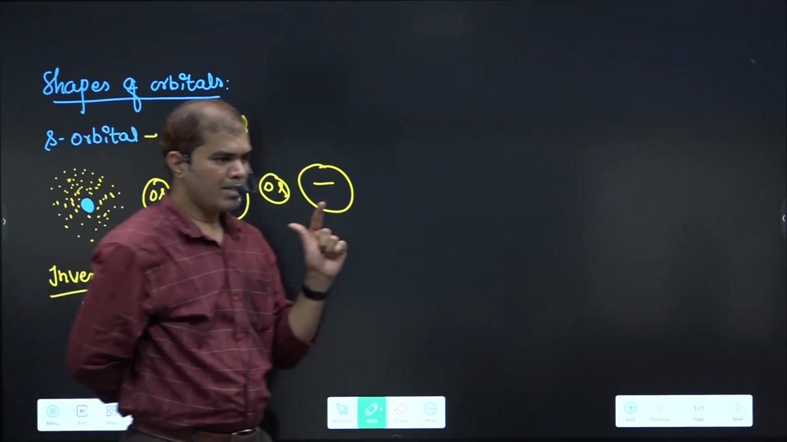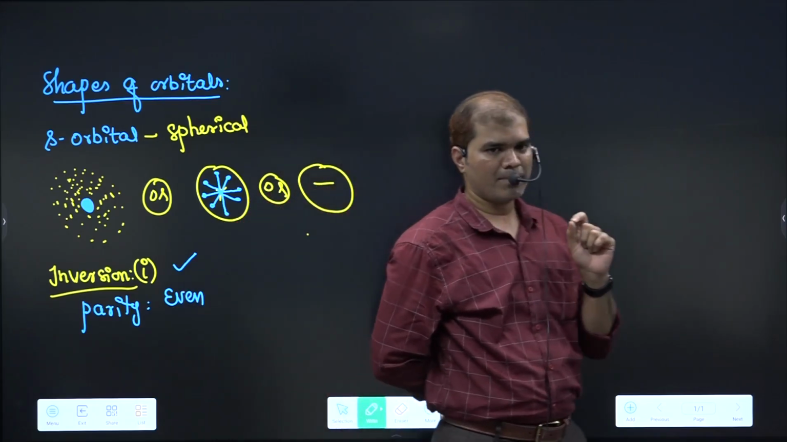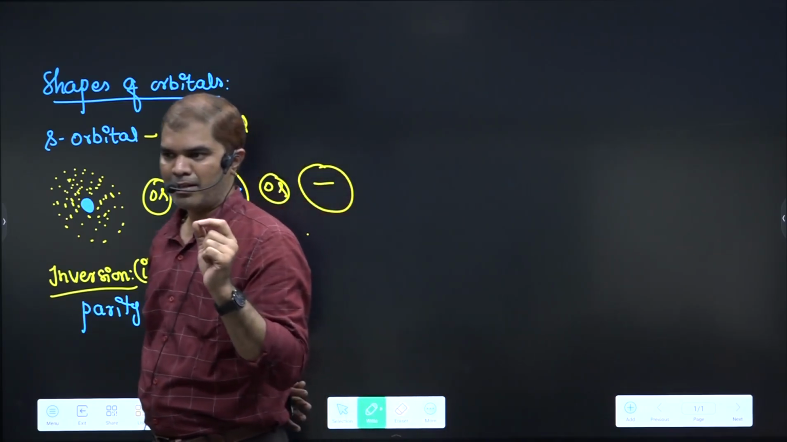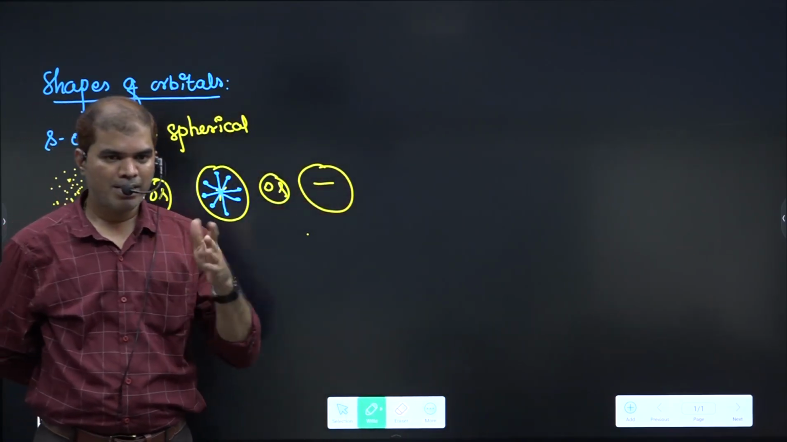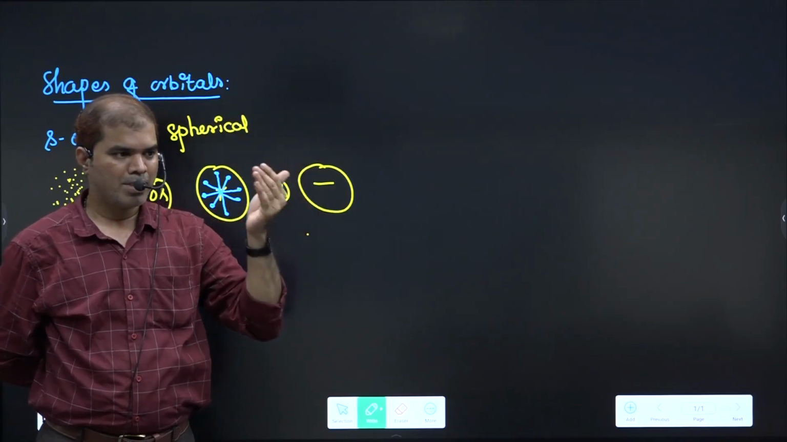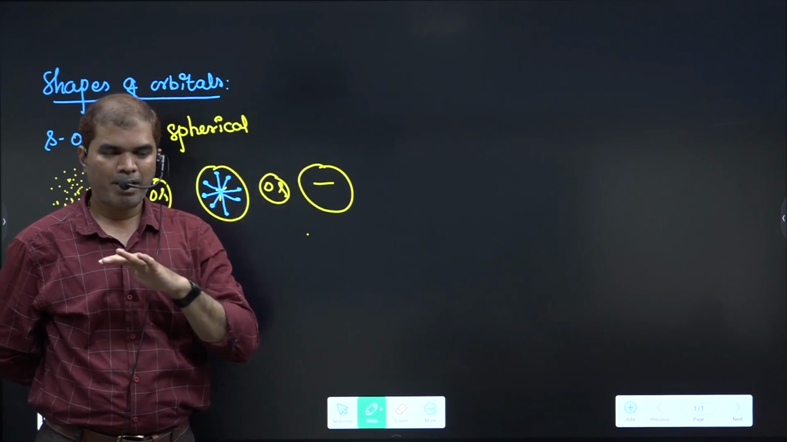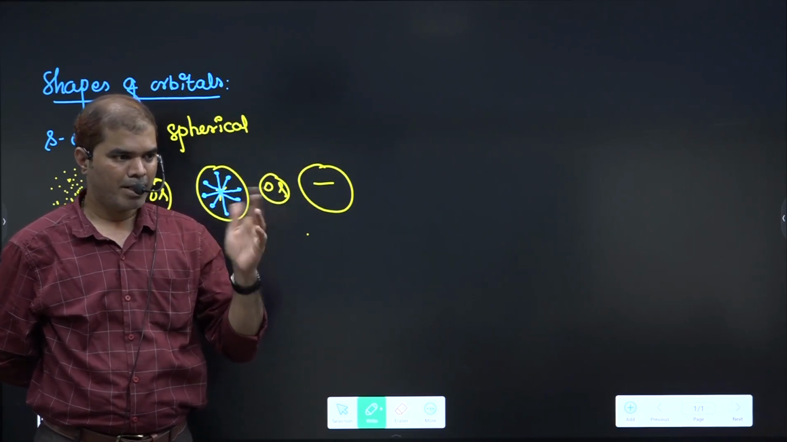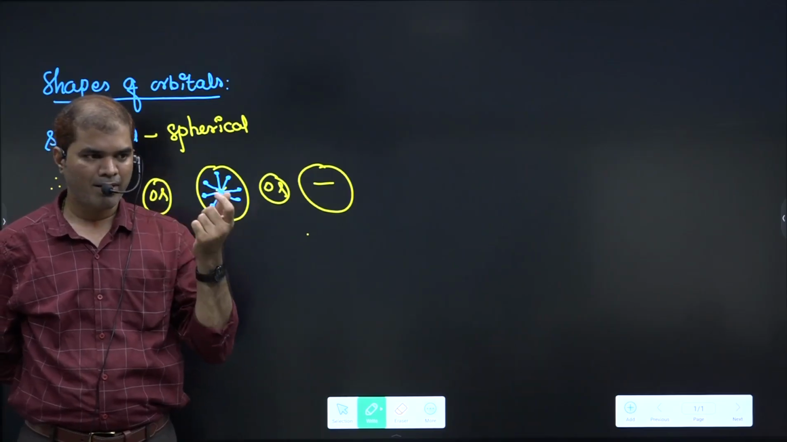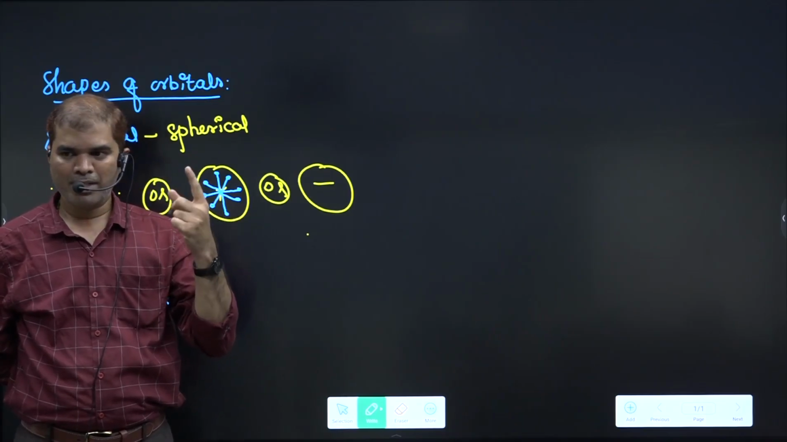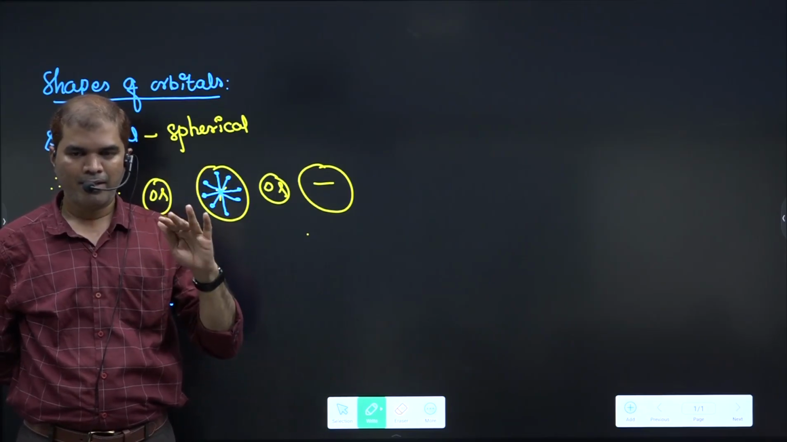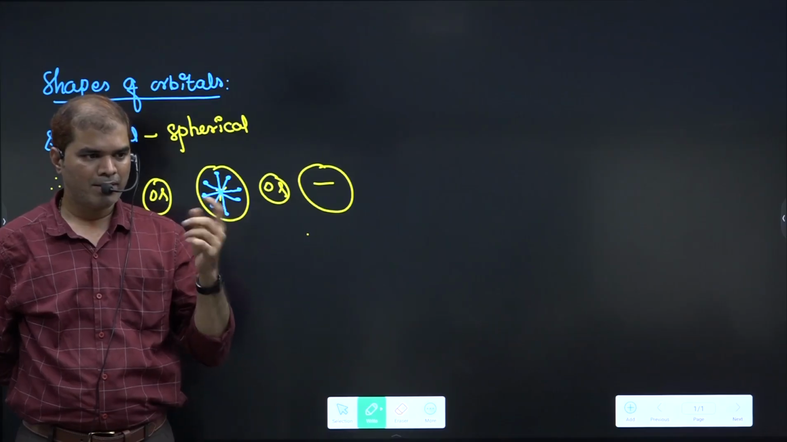And whenever parity is even, there is a symbol given. What is that symbol? Gerade. You give the gerade symbol G. If parity is uneven, suppose if I meet plus in one direction and in the opposite direction to the same distance I meet minus, then I say parity is uneven. If it is uneven, the symbol that I give is ungerade, U. So we have two symbols, gerade and ungerade. Gerade is given whenever parity is even. Ungerade is given whenever parity is uneven.